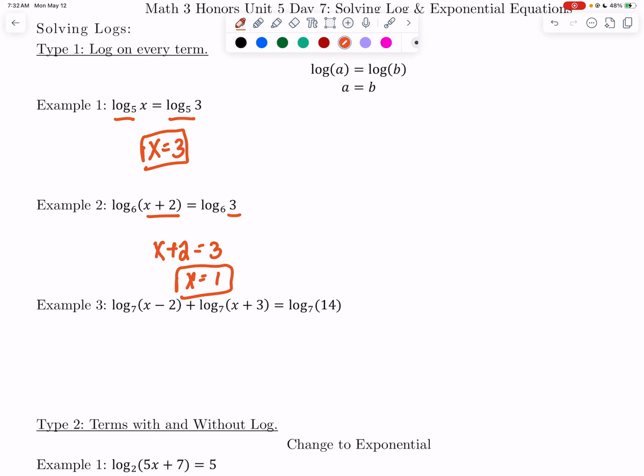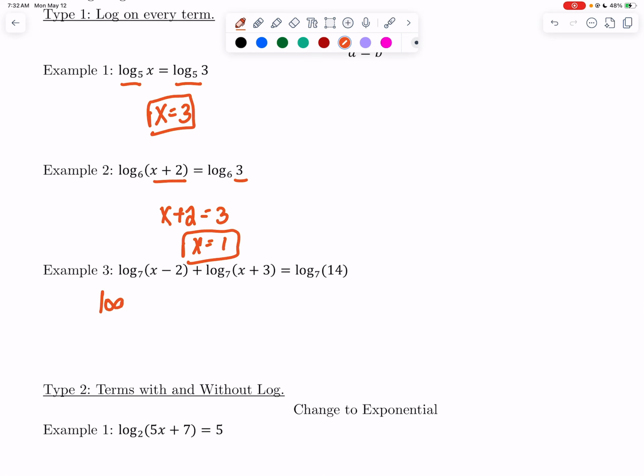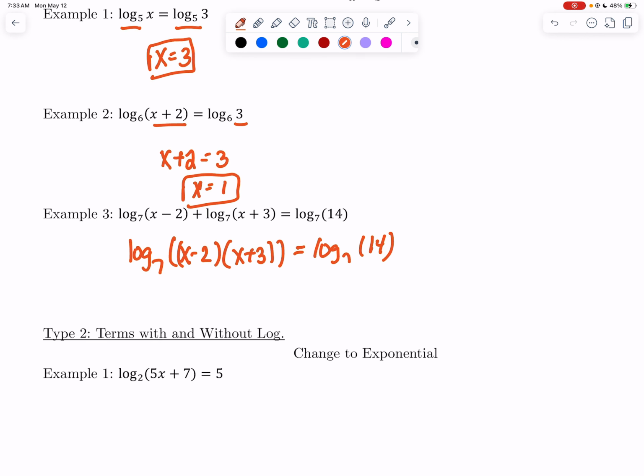Now, if I have two logs on the left in this case, and then one log on the right, I want to condense it so that I only have one log on the left and one log on the right. So always one log on the left, one log on the right. So thinking about our properties of logs, remember that we're not going to subtract since this is addition. Since this is addition, we are going to go ahead and condense this by multiplying the arguments together. So after we have one log, we are going to go ahead and drop the logs and only focus on the argument.